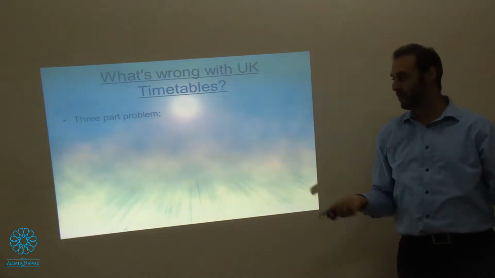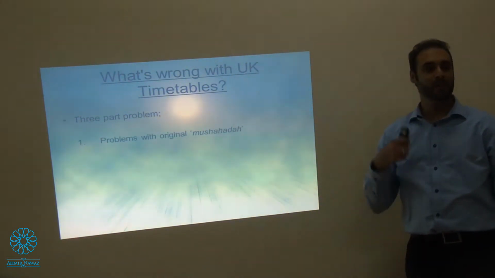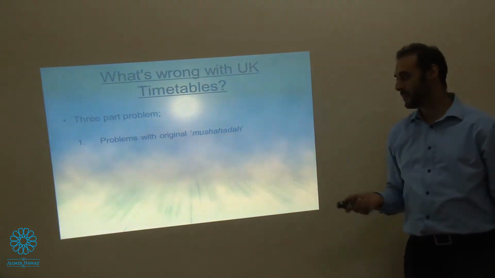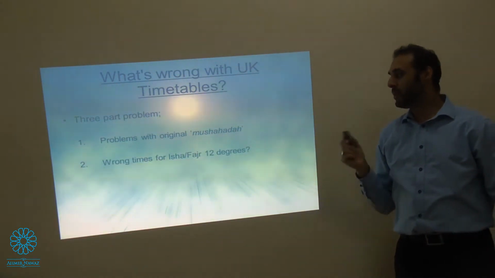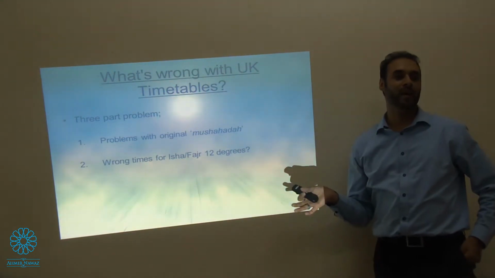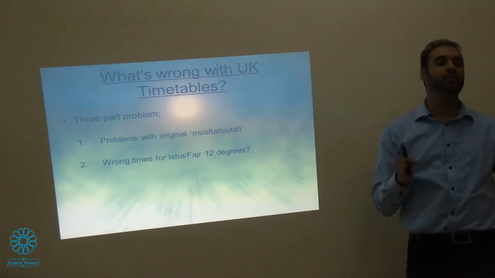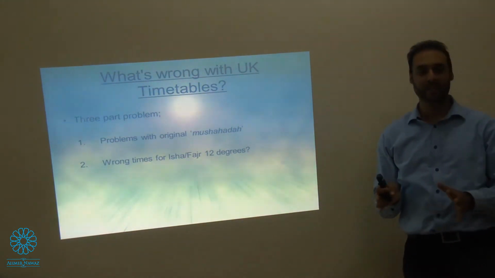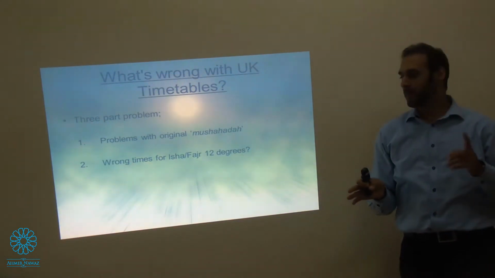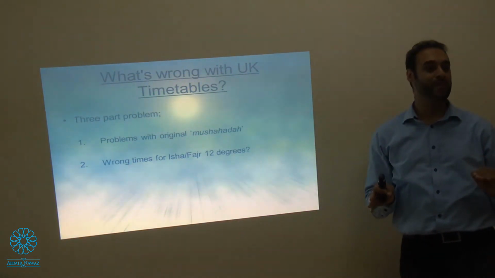Well, it's a 3-part problem. There's a problem with the original mushahida, the original observations. Wrong times for Fajr and Isha. As a result of that, we have been praying, I think it's before 1987 when these guys did the mushahida. We used 12 degrees solar depression.